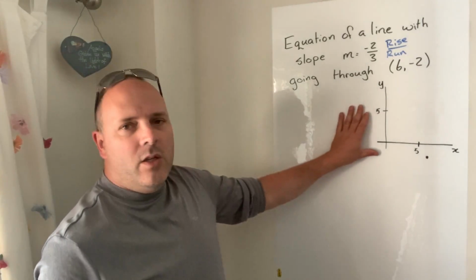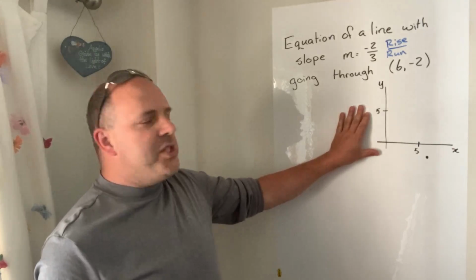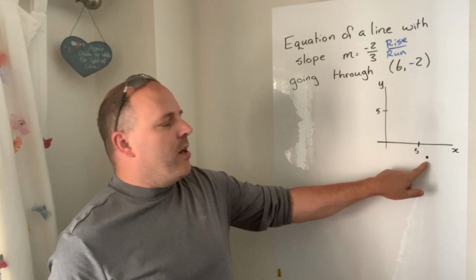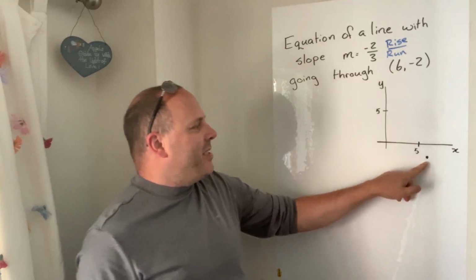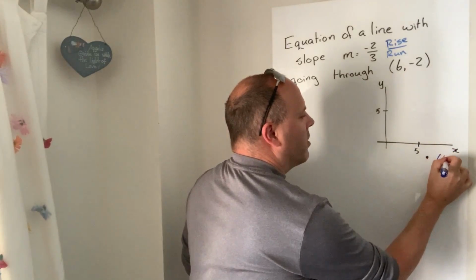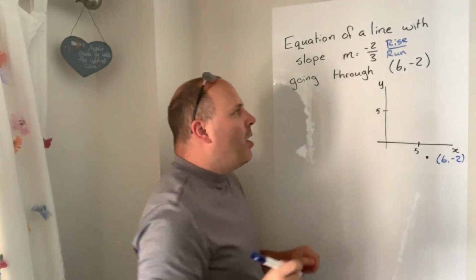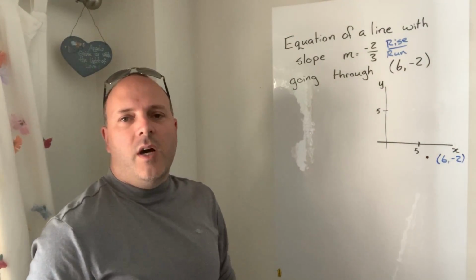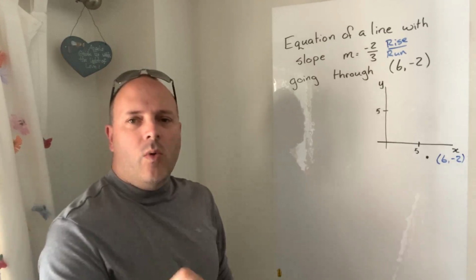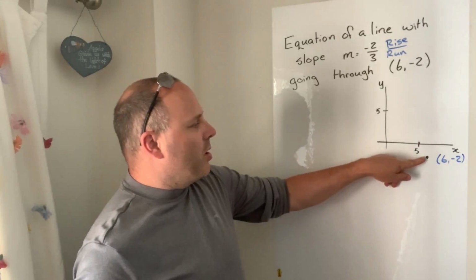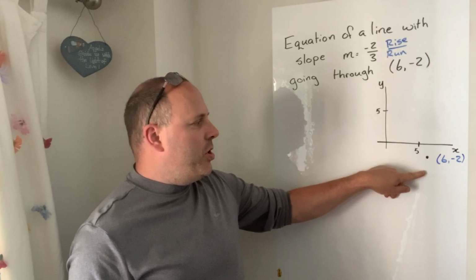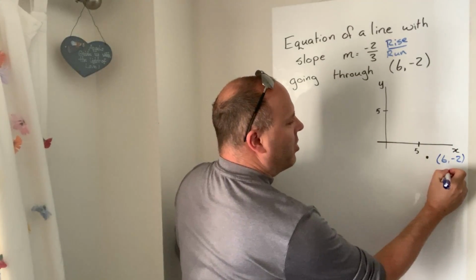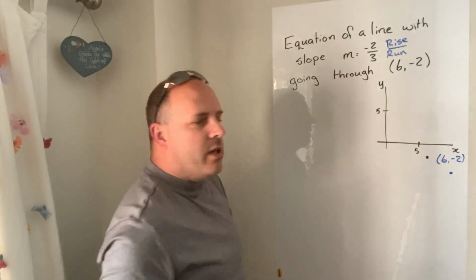I've drawn a little bit of a graph here, just sort of started to sketch this out. I made myself a set of axes, x and y, and I located the point (6, -2). I could use the slope to find other points on the line by doing a rise of -2, so start at the point and go down 2, and then a run of 3. So from 6 over to 9, that would be another point on the line.